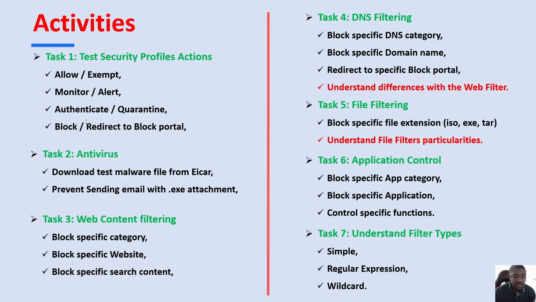In this video, we are going to start with task 2, antivirus. We'll see how to download the test malware file from the ECA website. We'll also see how to send, and how to prevent sending, an email with an exe file as an attachment. After that, we'll go on to task 3.